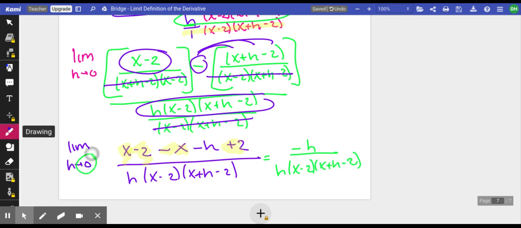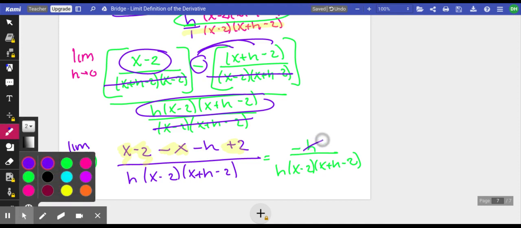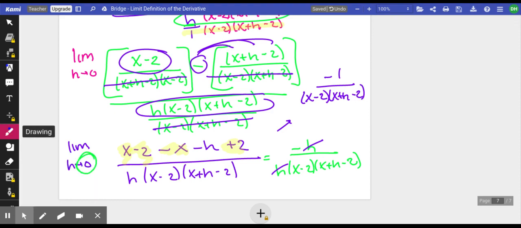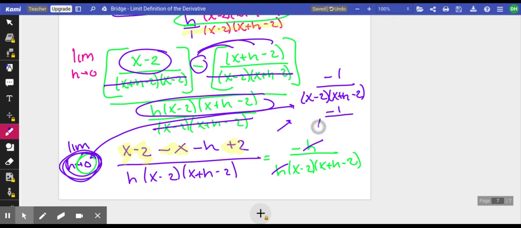Now, if you try to substitute 0 into h, you're going to end up with 0 over 0, and that's because something can cancel or divide. This h can go into this h. So I'm really left, I'm going to have to arrow up over here, I have negative 1 over x minus 2 times x plus h minus 2. And now I'm going to go back and I'm going to substitute that 0 into h. So I'm left with negative 1 over, I'll have x minus 2, that becomes a 0, times x minus 2. So I can say that final answer is negative 1 over x minus 2 squared, because x minus 2 times x minus 2 is that function squared. And there you have it.